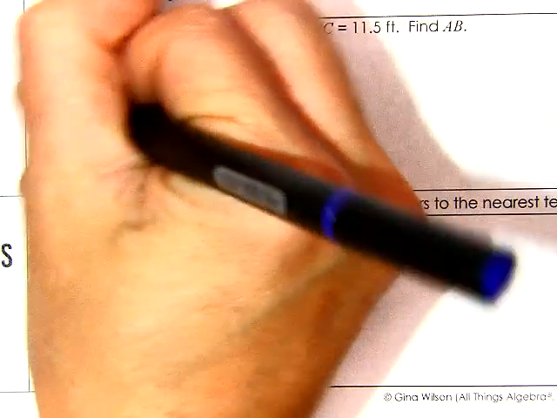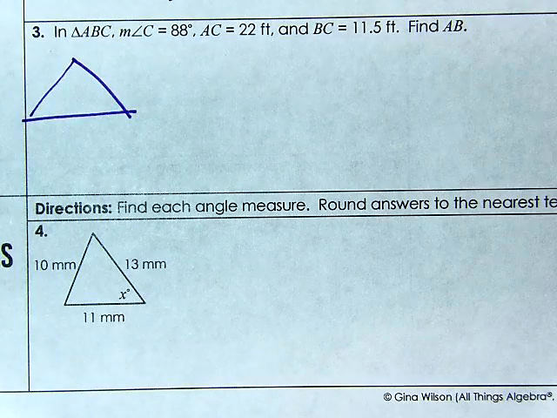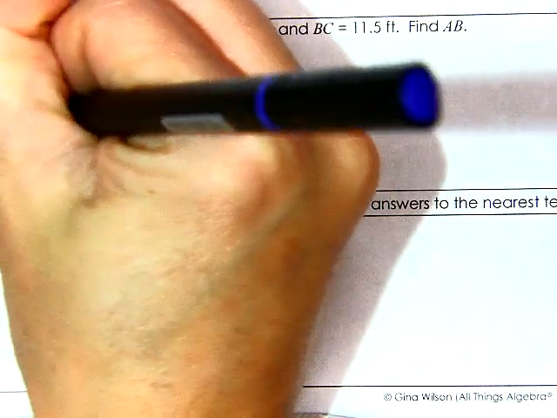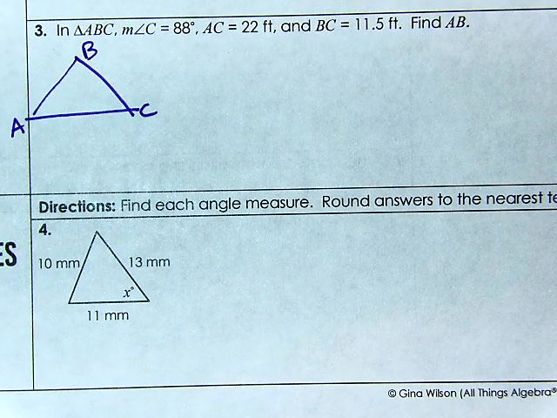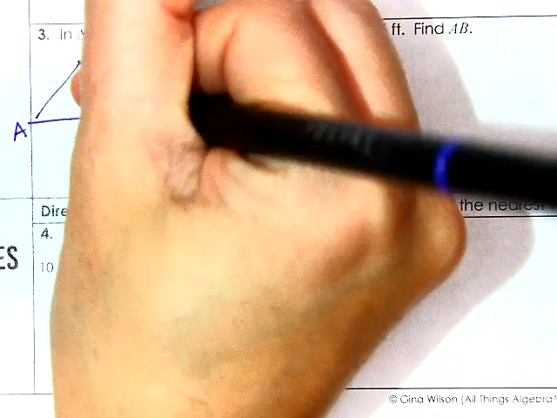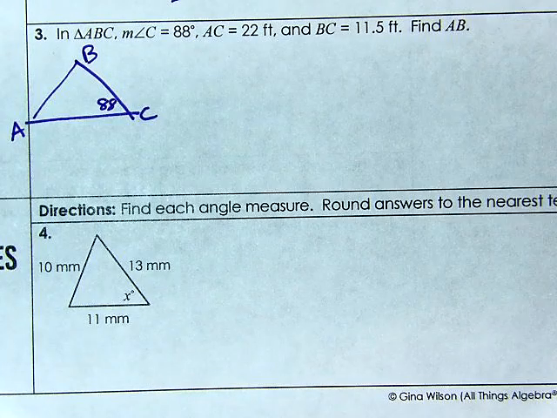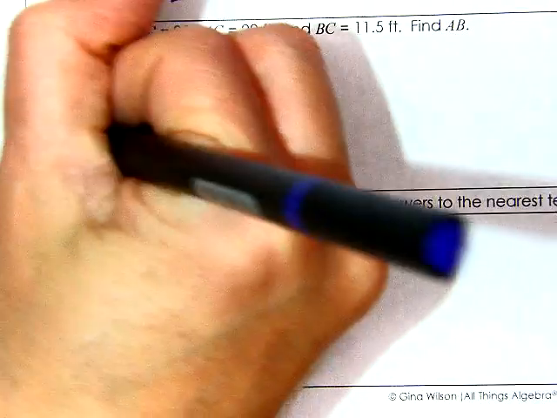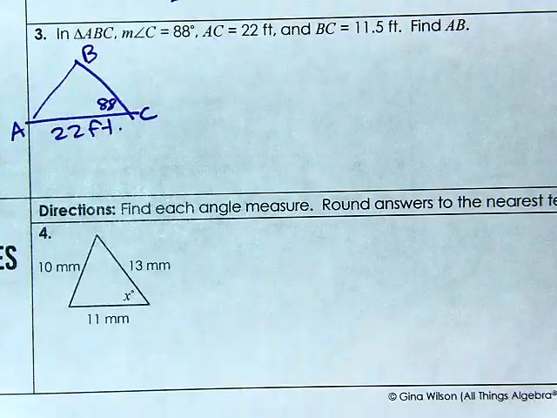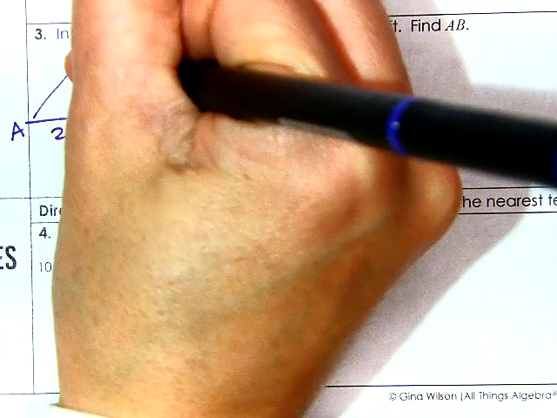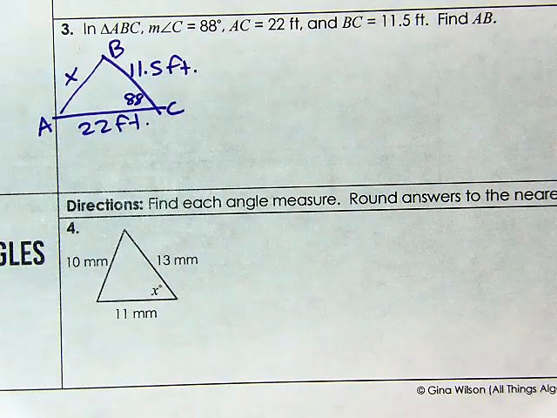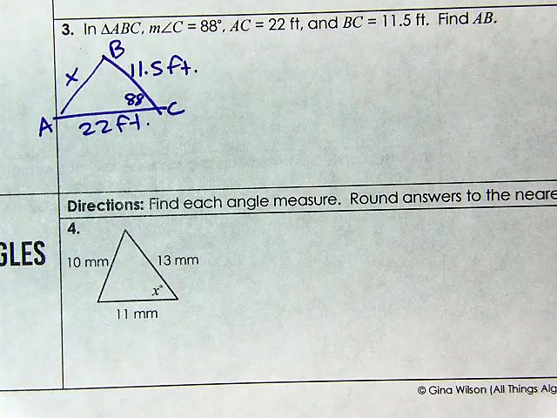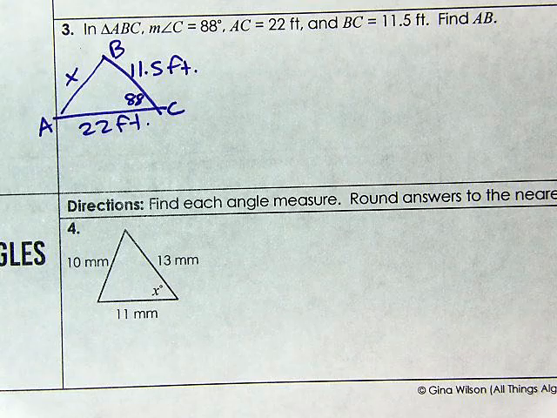So I'm going to go ahead, draw my triangle, and I'll put A, B, C. And they tell me that angle C equals 88 degrees, AC equals 22 feet, and BC equals 11.5 feet. And they want us to find side AB. So in this case, it's actually going to be side C, but it's the exact same pattern.